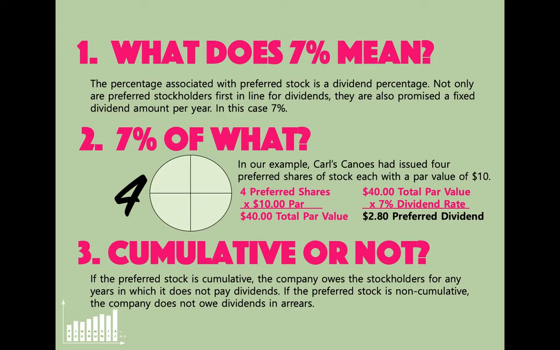So basically what this means is Carl is promised $2.80 every year. If this stock is cumulative and the company does not pay this year or next year or the year after, when it comes to year 4, they owe Carl for all 4 years. So it builds. It's cumulative. If it's non-cumulative and they don't pay, he doesn't get anything. He's not promised to be paid dividends from prior years. Okay? And that's what dividends in arrears means. Being able to receive dividends that you were not paid in prior years.